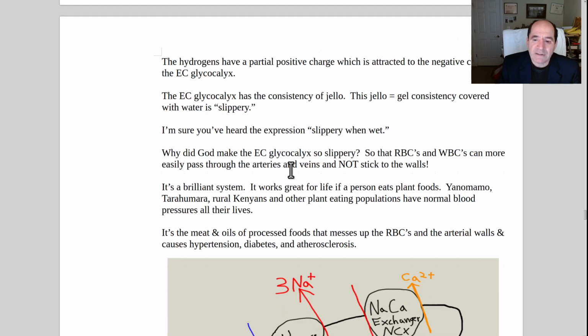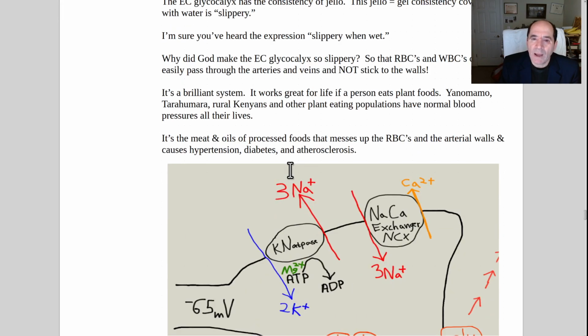Okay, so what I'm trying to say, these zeta potentials aren't just on red blood cells. They run the whole vascular system. I talked about slippery when wet, like slippery jello is like the surface of the endothelium. It's glycocalyx.